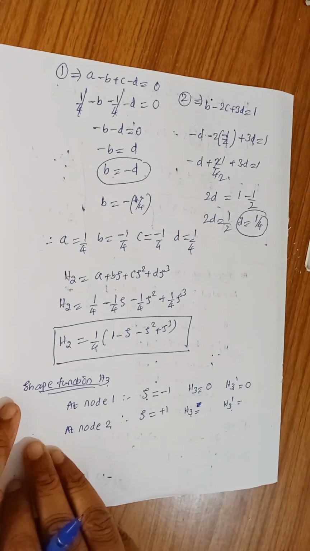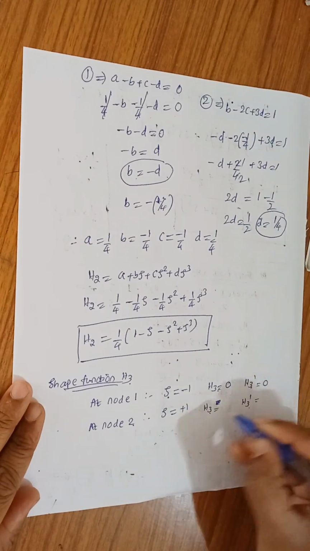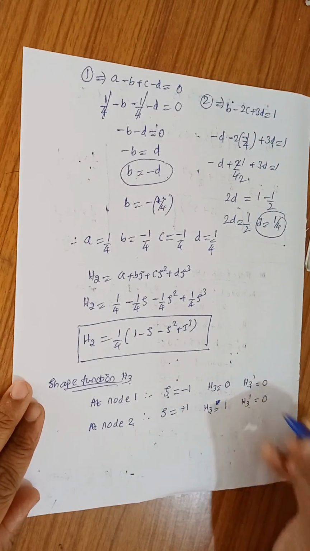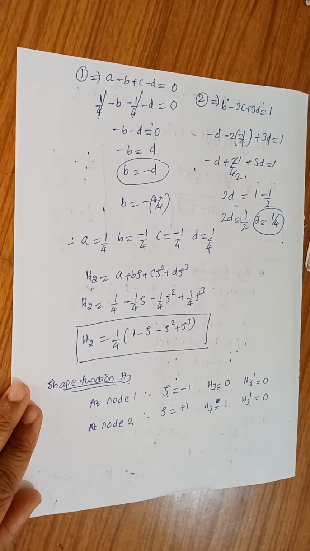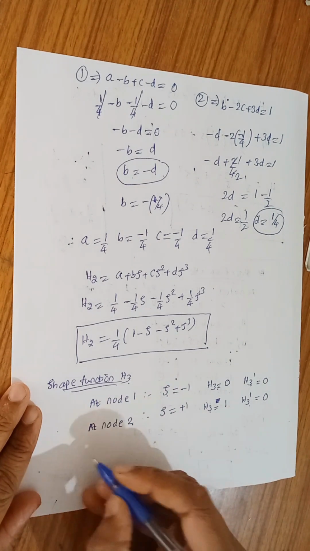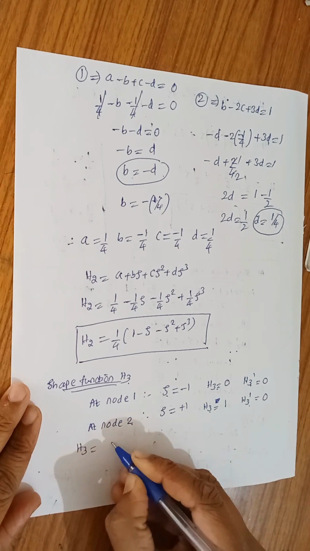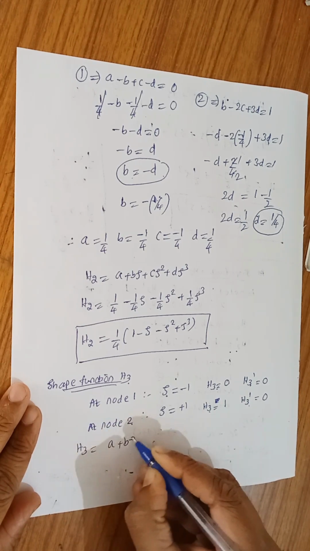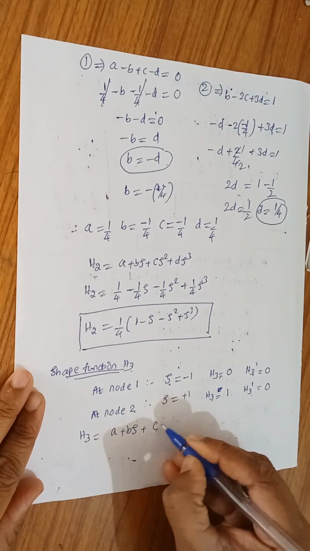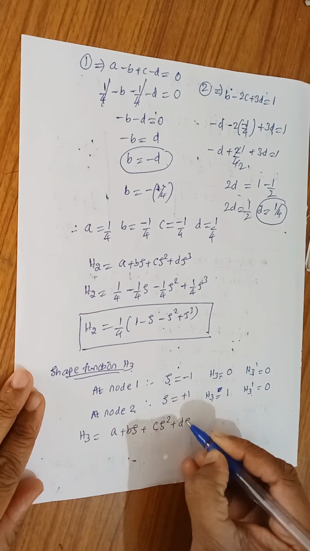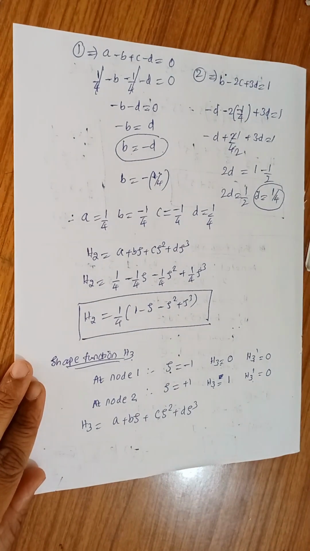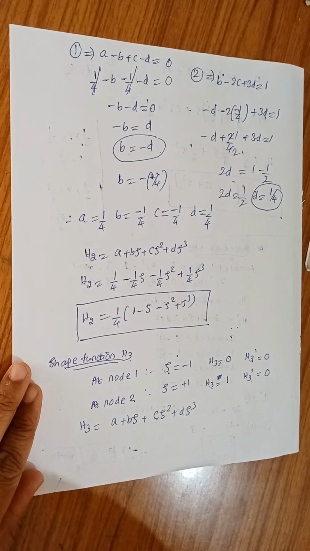So now here we are speaking about H3. H3 at node 2 is going to be 1 and H3 dash at node 2 is going to be 0. Now let's try to substitute all those equations into this equation, that is H3 equal to A plus B zeta plus C zeta square plus D zeta cube, and see what happens.